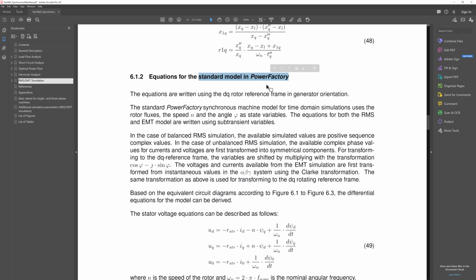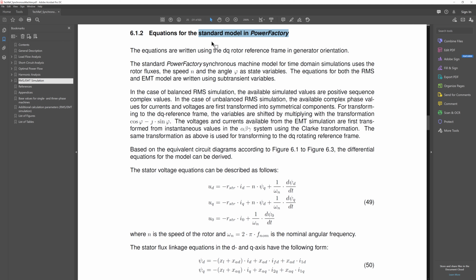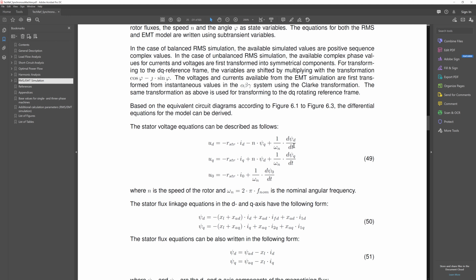By default, PowerFactory uses the default mode. And the default mode is quite interesting. There are some algebraic equations, there are some differential equations, okay? When you are using the standard model, the first thing that you need to understand is that the flux leakage is used as a state variable, okay?